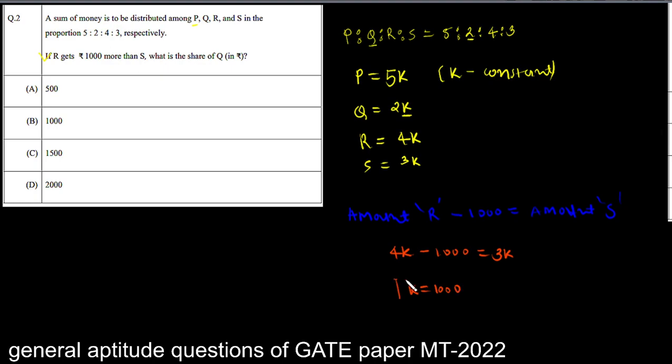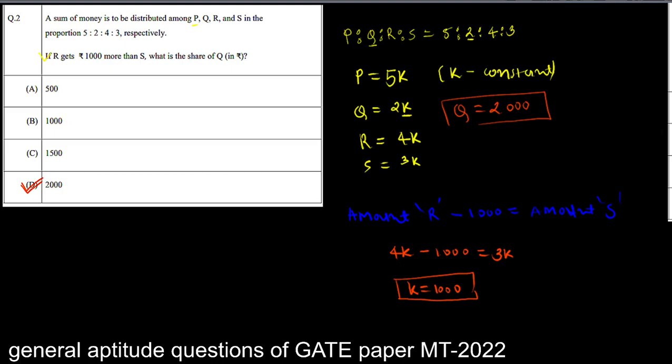So now we have found this constant K. So simply we can easily say the share of this person Q is nothing but 2 times this constant. So the amount of money that Q will get is 2000 rupees. And now here we are talking about rupees, so the amount of share for this person Q is nothing but 2000 rupees.